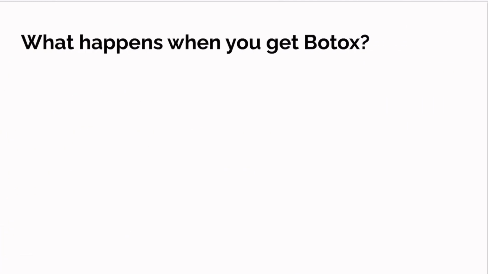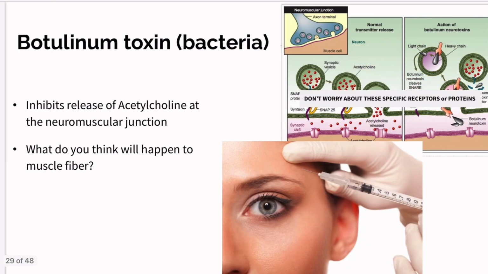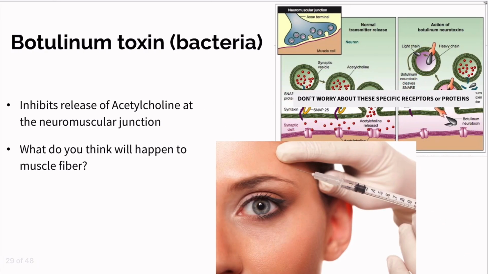So what happens when you get Botox? Botulinum toxin is a toxin that's produced by a bacteria. It's also marketed as Botox, and what it does is it inhibits the release of acetylcholine at the neuromuscular junction.